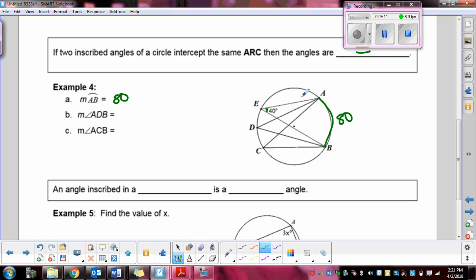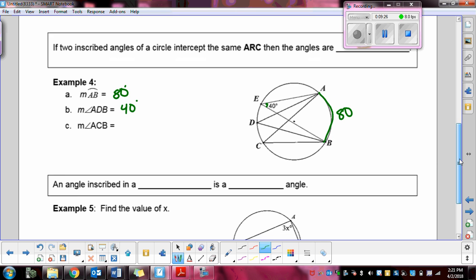But then they're saying, what is ADB? My endpoints are still on A and B, so it's still half of 80, which is 40, right? And then they're saying, what about ACB? My endpoints are still A and B, so it's going to be the same. Tell me what ACB is.